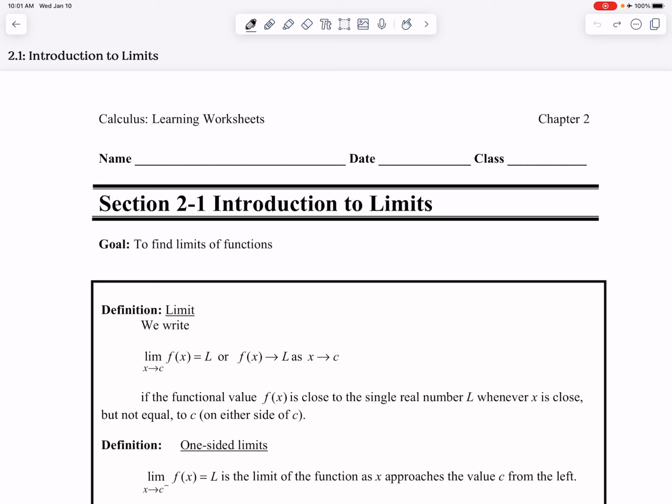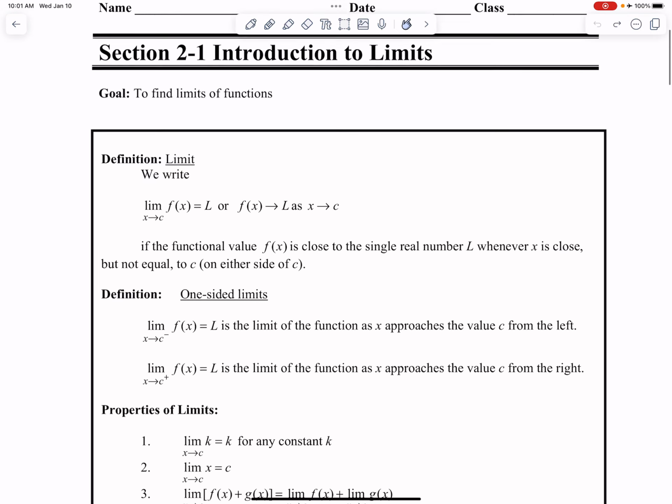We're going to jump right into Chapter 2. If you need to review sections from Chapter 1, I highly recommend you do so. That's going to be on a personal basis. Some people might need the review, some people might not. But we're starting in Section 2.1, an introduction to limits. Our goal is going to be to find limits of functions.